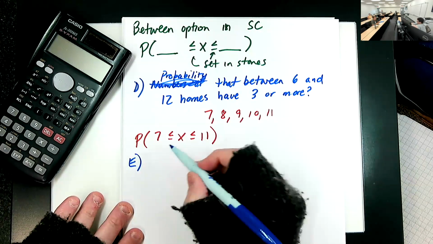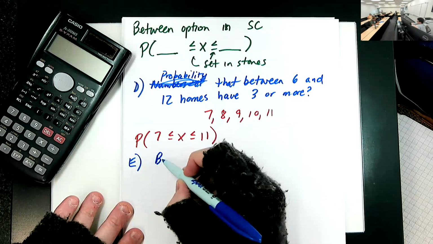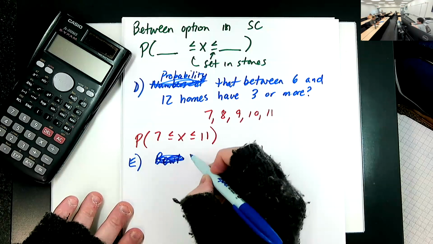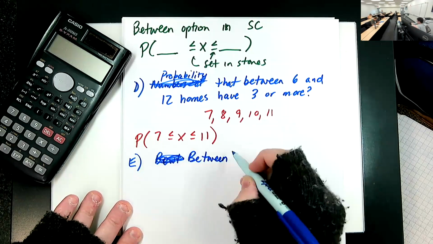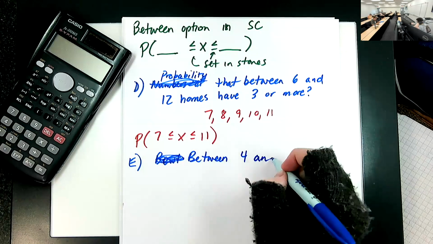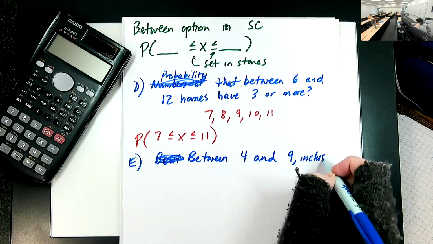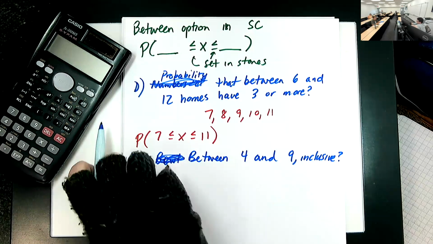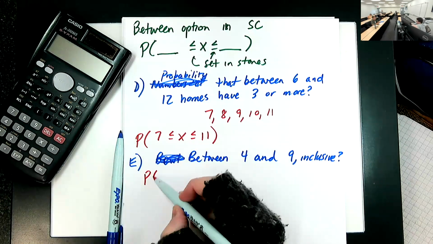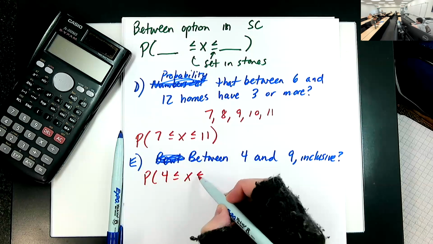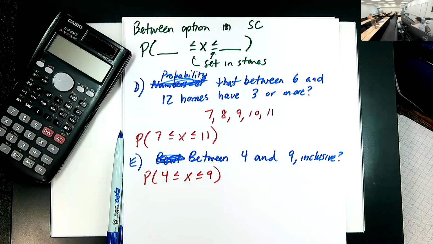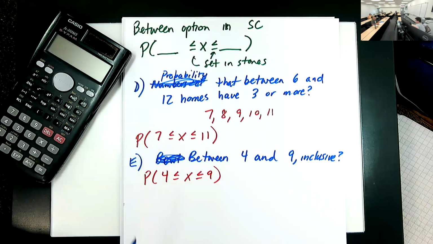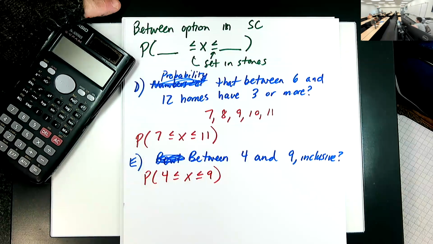Now, if they say, like, between 4 and 9 inclusive. Inclusive is a short way of saying including 4 and 9. Then we're actually including the 4 and the 9, and we can do the full thing. But in general, you've got to be careful that you're paying attention to the way it's worded, especially on the between, where you can't change the symbol.